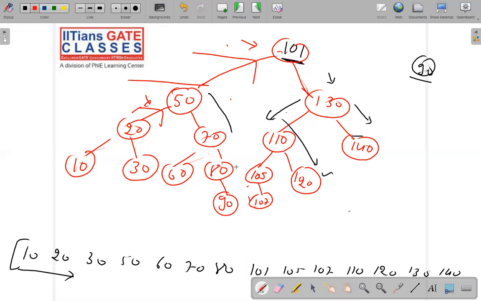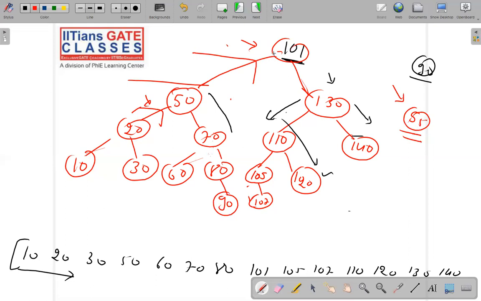Now, if I want to insert 55, how will I insert? Inserting 90 was easy because that turned out to be a leaf node. Okay. Now, if I want to insert 55, what will I do?